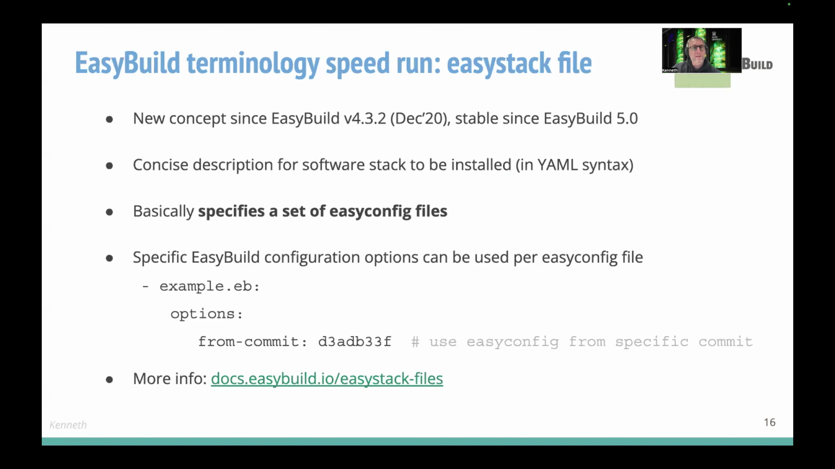Then there's a couple more things which we'll quickly go over. So a newer concept is called easystack files. These are really a list of multiple easyconfig files that should be installed. With a syntax like this, so the name of the easyconfig file, and then maybe with some options specific to that easyconfig file. So it's a single file in the YAML syntax in this case that you can give to EasyBuild and just say, please install all these things one by one in sequence, and EasyBuild will make sure that all these things are actually installed.